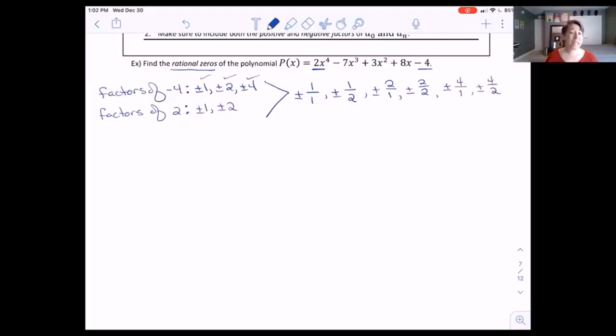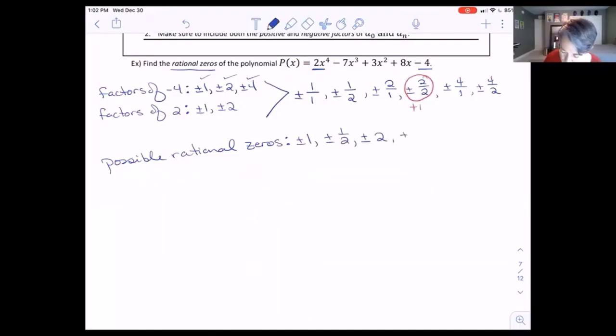Now, some of these repeat. So let's clean it up a little bit. Possible rational zeros. Plus or minus 1 over 1 is just plus or minus 1. And the next one is plus or minus 1/2. The next one is plus or minus 2. But this guy here is just plus or minus 1, which we already have. So we go to the next one, plus or minus 4. And this last one reduces to plus or minus 2, which we already have. So now we're just looking at 4 numbers and their opposites.